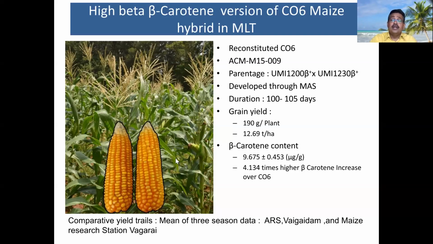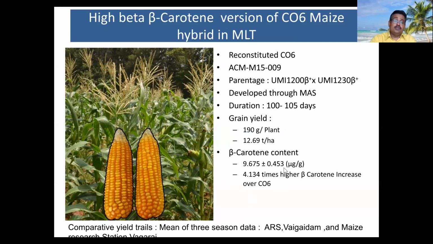When you check the beta carotene, the level is around 9.6 ppm. Beta carotene is measured in microgram per gram, so 9.6 microgram per gram, or 9.6 ppm. This is the higher beta carotene compared to the original Co6 hybrid, and it is now being entered in the different comparative trials, the multi-location trials. It has 100 to 105 days duration, the plant looks like Co6, and it has around 12 tons per hectare yield and also high beta carotene. So the only advantage introduced is beta carotene.